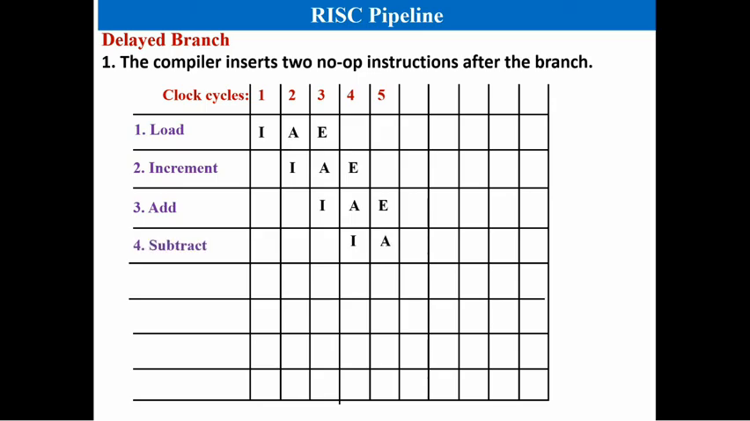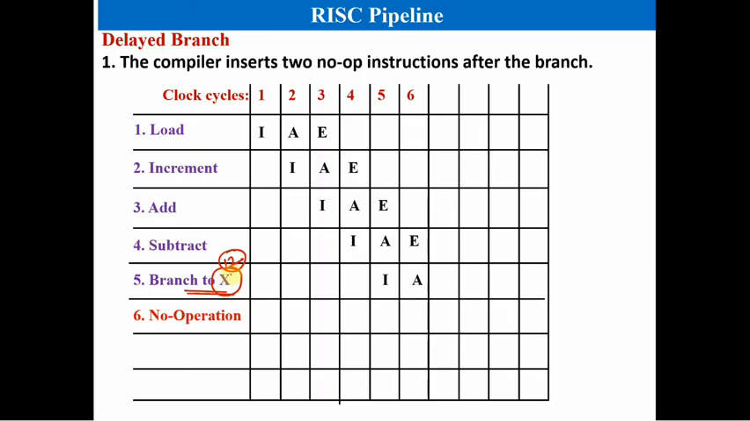In the fifth clock cycle, the third instruction is entered into the E segment, and the fourth instruction is entered into the A segment. And in the sixth clock cycle, the fourth instruction enters the E segment, and the fifth instruction enters the A segment, right? The fifth instruction is a branch to X. So, assuming branch to the 12th instruction, it has to branch.